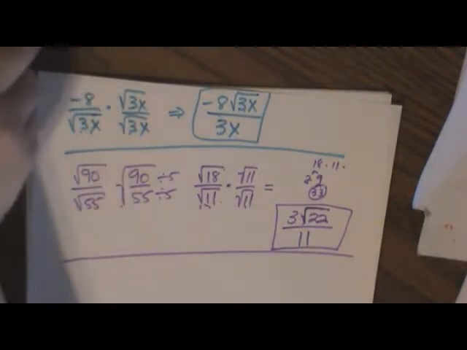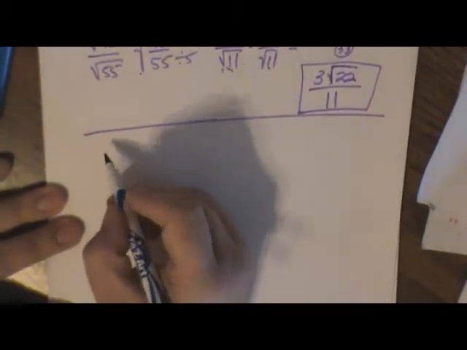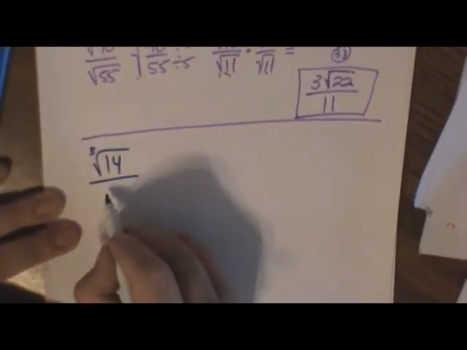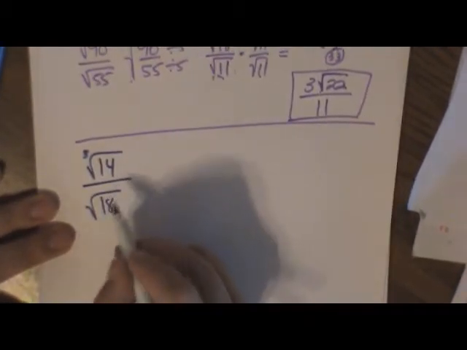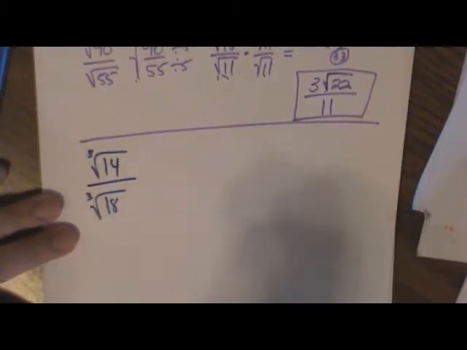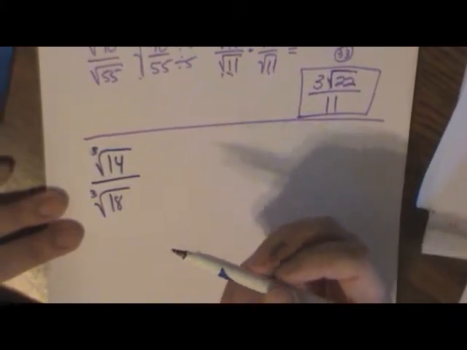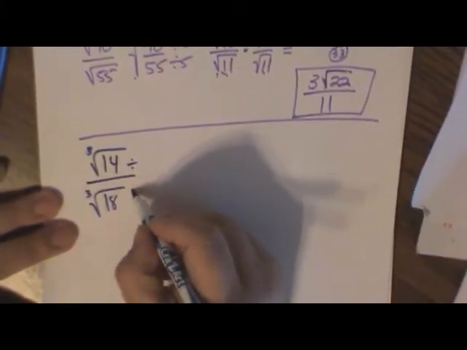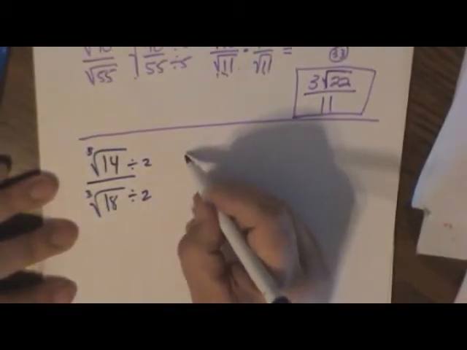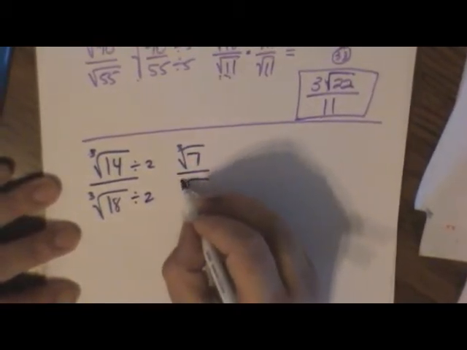All right, let's do another one. We have 14. We want to take the cube root of it, and we're going to divide it by the cube root of 18. Since the indexes are the same, we can divide, and they're both inside the radicals, we can reduce as much as we can. So let's take out a 2 from both sides, from the top and the bottom, which gives us the cube root of 7 over the cube root of 9.